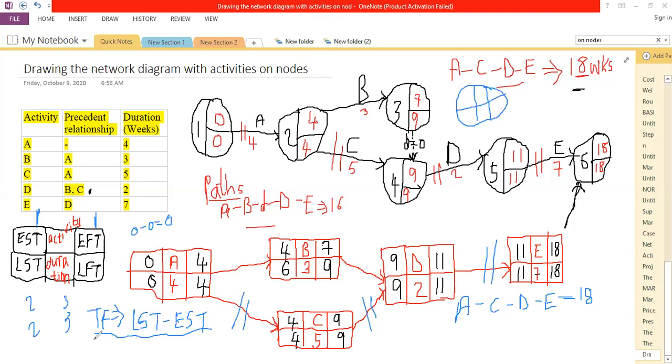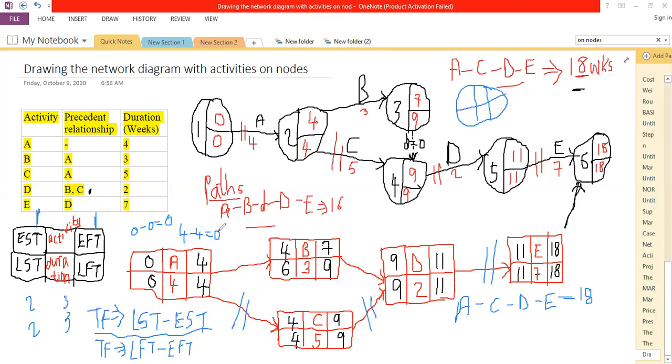You can as well do method 2: the total float of an activity in the project, using activities on the nodes, can also be given by the latest finish time minus the earliest finish time. The earliest finish time is to be subtracted from the latest finish time. Example, for activity A here, 4 minus 4, giving us an amount of 0.